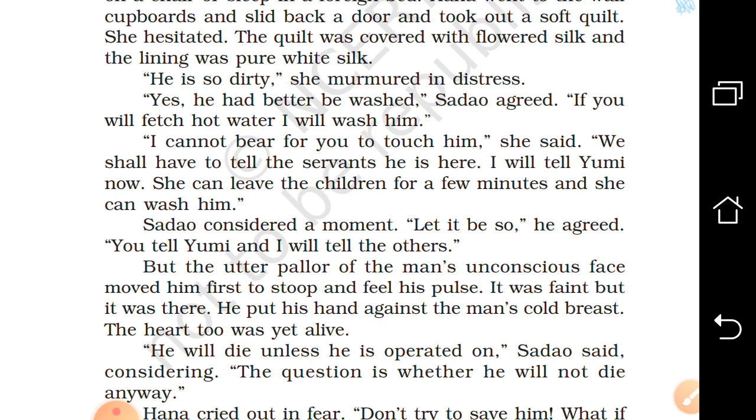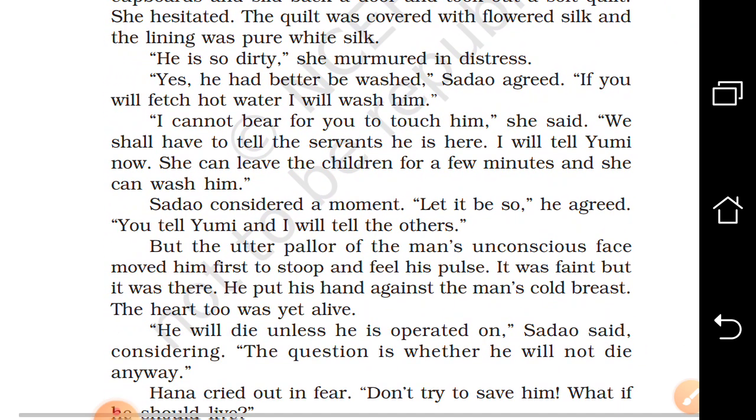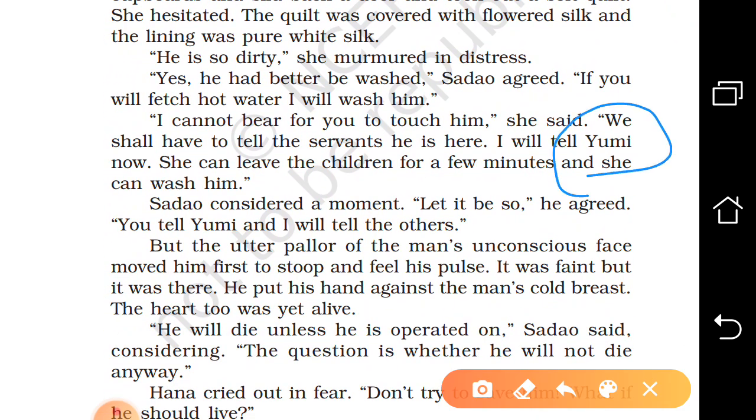But Hannah hesitated. I cannot bear for you to touch him, she said. We shall have to tell the servants he is here. I will tell Yumi now. She can leave the children for a few minutes, and she can wash him. Finally, Hannah decided to call Yumi. So now we are getting another character, dear children. Another character is coming up, that is Yumi. Yumi is the servant who looks after the children at home, and now they decided that the children can be left free for some time and Yumi can wash this man. So Yumi is the domestic servant.